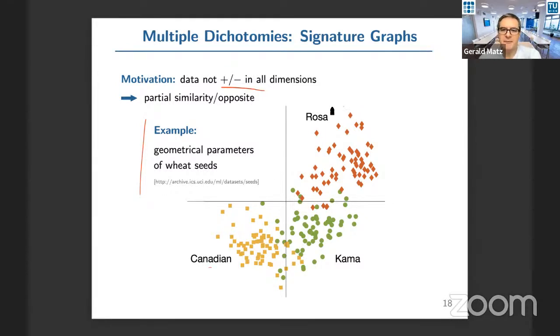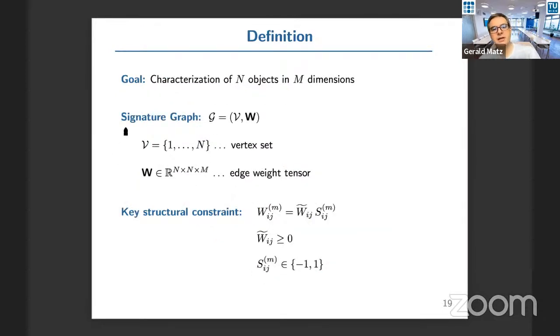And you see that for the same variety, you get pretty similar locations of the measurements. And interestingly, for the Rosa and Canadian varieties, you have antipodal behavior, right? So those are diametral to each other. But the third variety, Kama, is neither similar to one of the other 2, nor is it antipodal, right? So it agrees in the first dimension with Rosa, but it agrees on the second dimension with Canadian. And this cannot be captured with a signed graph, right? So here, we'd like to have multiple dimensions to capture all these relationships. And that's exactly what signature graphs are about.